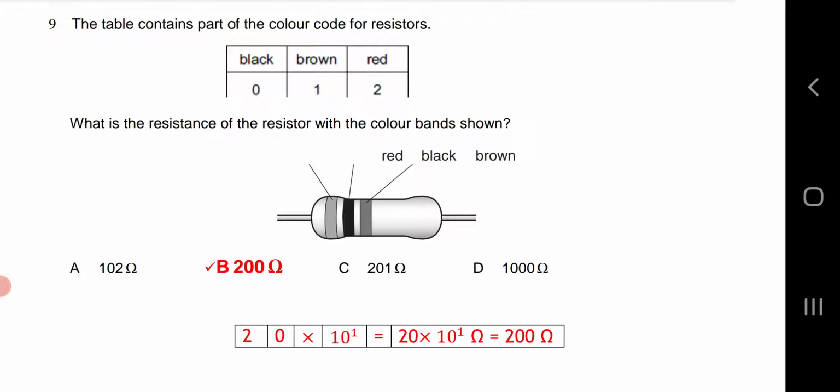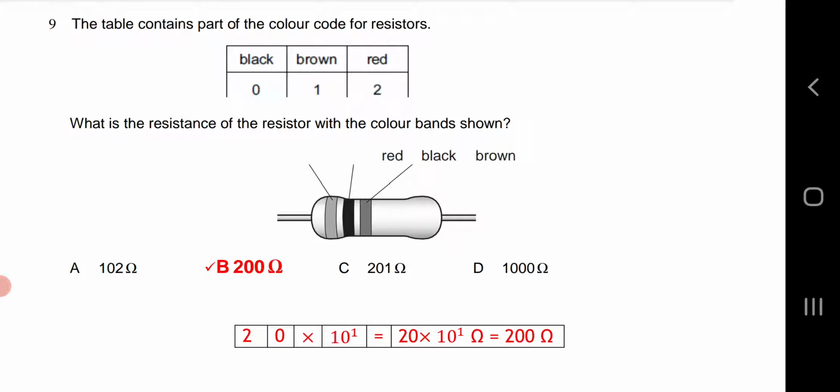Question number 9. The table contains part of the color code for resistors. What is the resistance of the resistor with the color bands shown? The first color band is red, the second is black, and the third is brown. In the diagram, it is slightly misplaced, so note it down please. The first band is red, the second band is black, and the third band is brown.